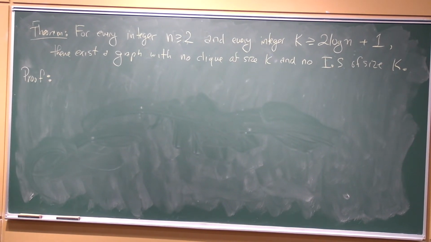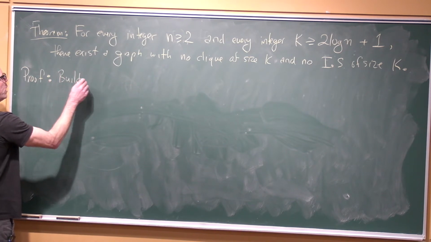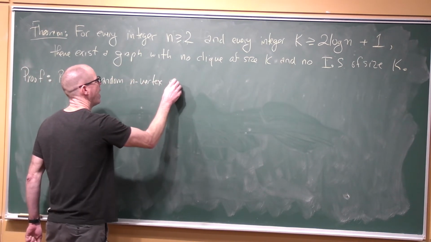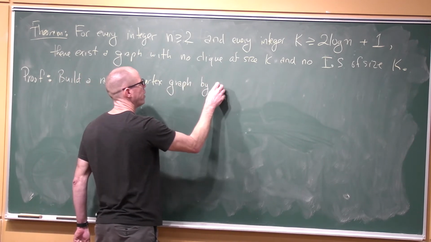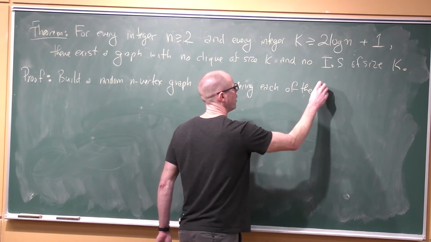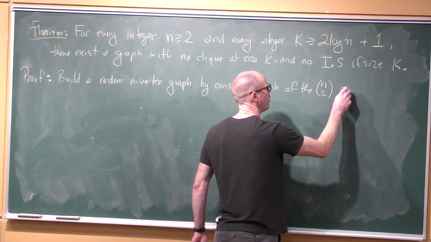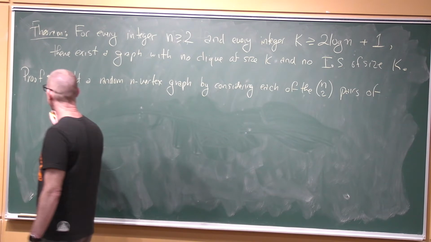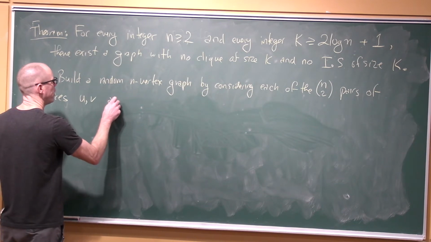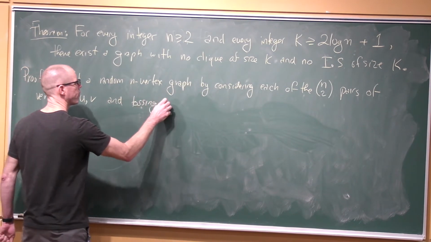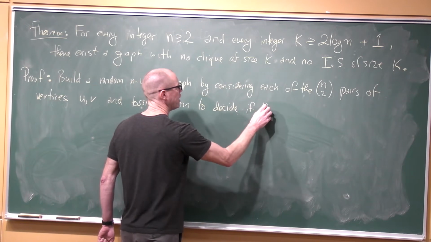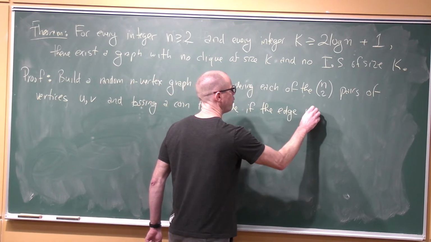Okay, so build a random n vertex graph by considering each of the n choose 2 pairs of vertices. Let's call those UV. And tossing a coin to decide if the edge UV is in the graph.